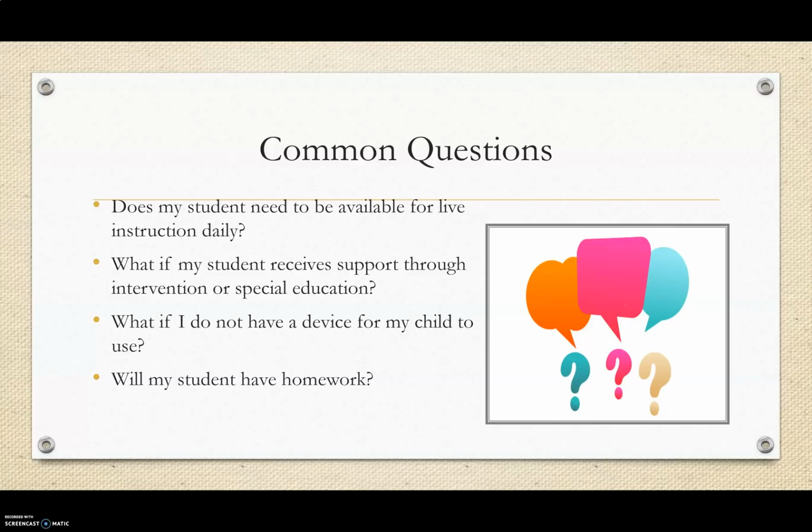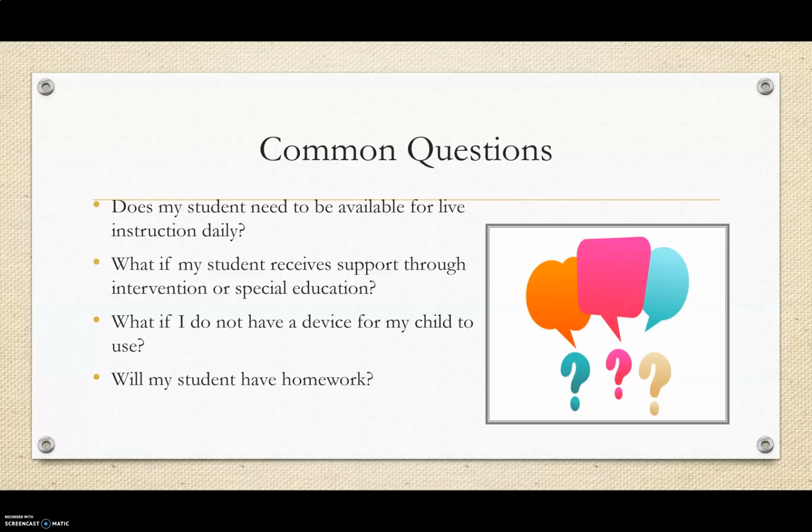And the final question is, will my student have homework? We are working with teachers to design lessons that do not require work beyond the school day. However, depending on the course your student is in, homework could be a possibility. Our teachers are challenged with providing rigorous curriculum that aligns with state standards.